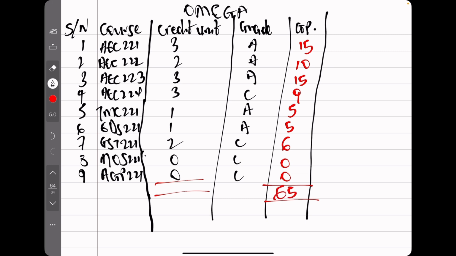That's 65. And for the credit units, that's the number of credit units, that's 3 plus 2, 5, plus 3, 8, 11, 12, 13, 14, 15.